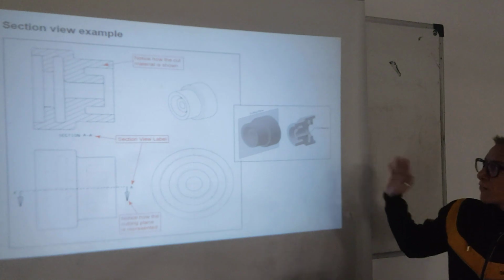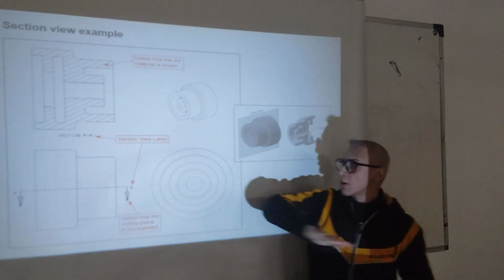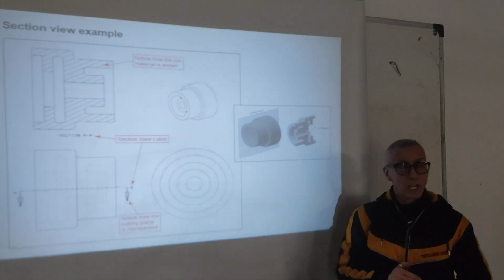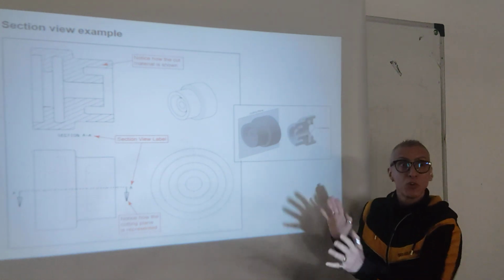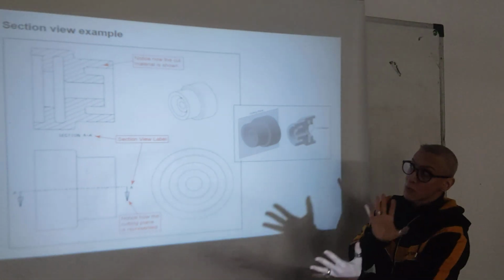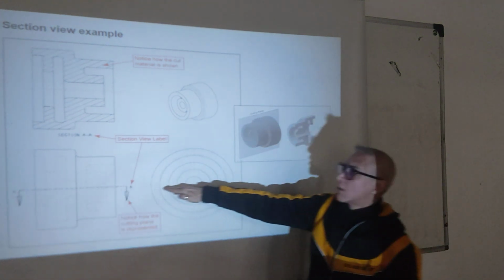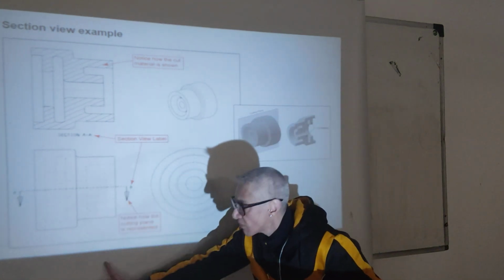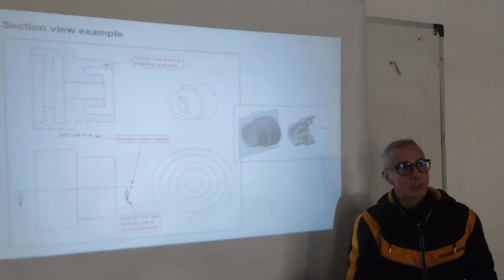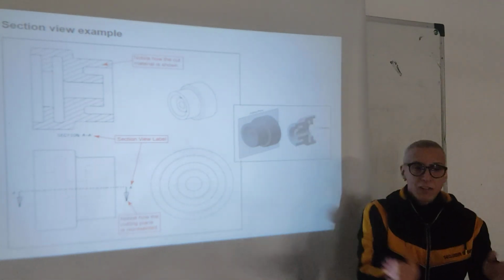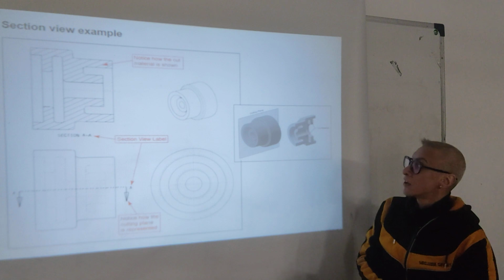For now, we see only examples where the section cuts half of the object. This is a full section view, as we will see later, because we have several types. So the full section cuts fully the object, like this. The line goes fully through the object, one part removed, the other part kept and drawn.